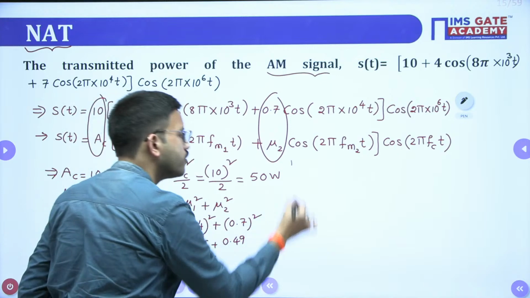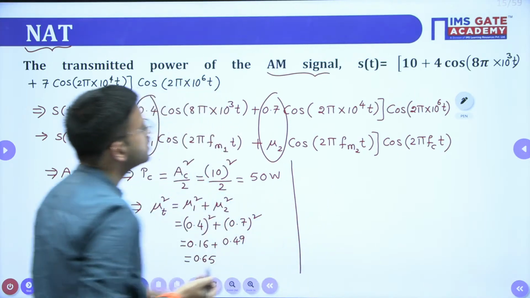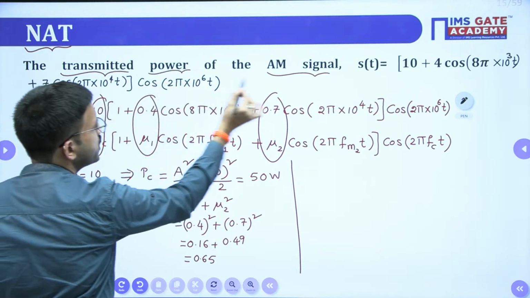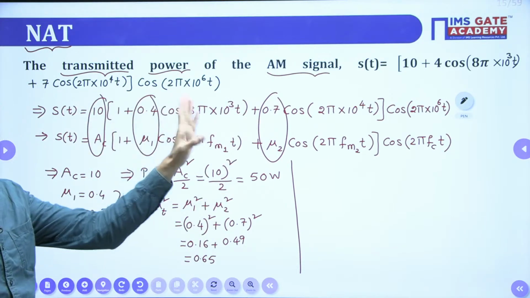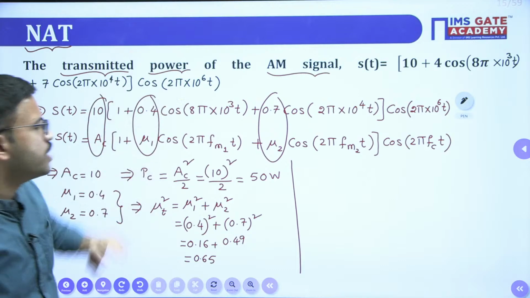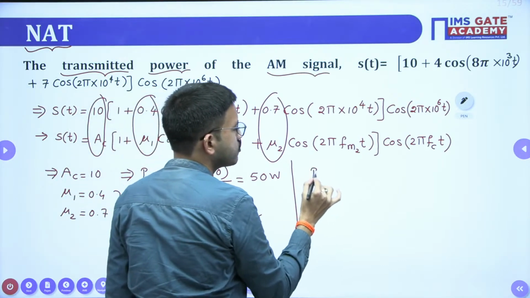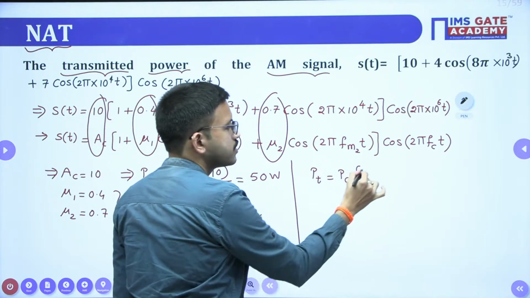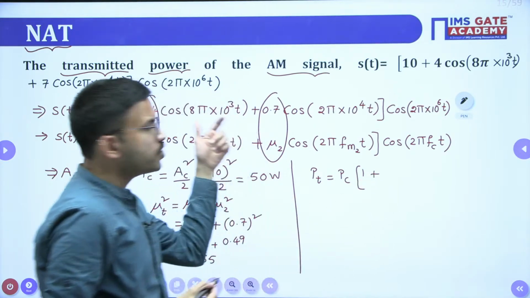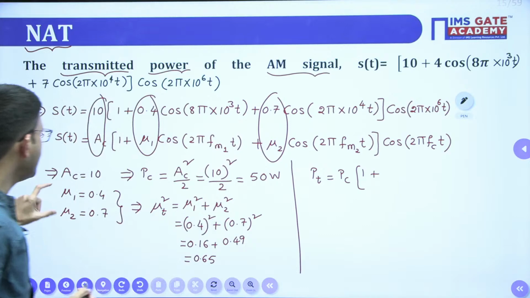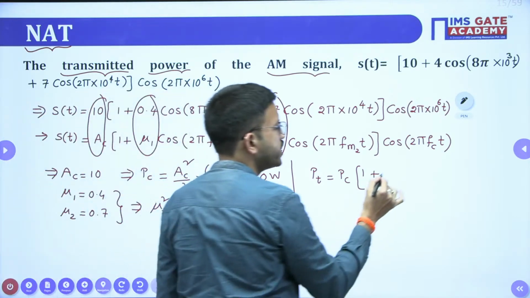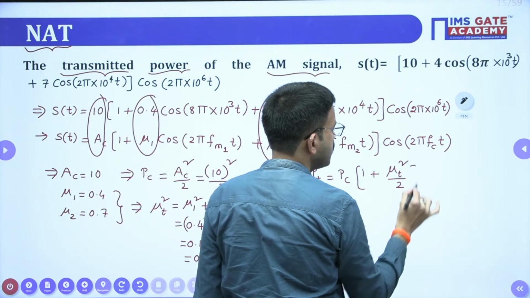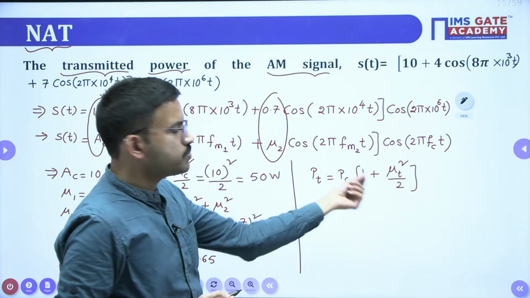Now I hope all of you know this standard formula. Here you have to calculate the transmitted power of the AM signal. So that means PT equal to PC into 1 plus mu square by 2 if you are having only one modulation index, but here you are having more than one. So for that case, you can consider mu t square divided by 2. PT equals Pc into 1 plus mu t square by 2.